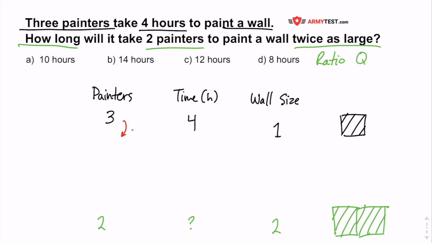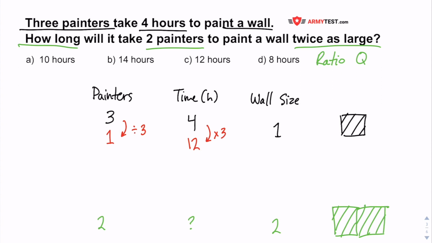So if we divide this by 3, we'll get a 1 here. But because we divided the painters by 3, it's going to take 1 painter 3 times as long as it took 3 painters. Okay? So I'm going to multiply this by 3 to get 12, because 3 painters took 4 hours. Now 1 painter by himself or herself is going to take 3 times as long, which is 12 hours. Okay?